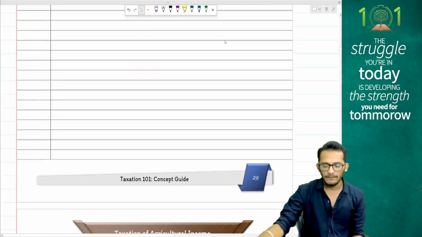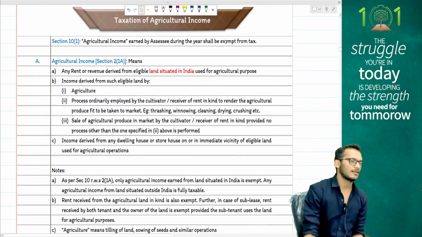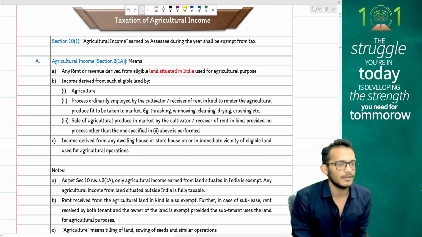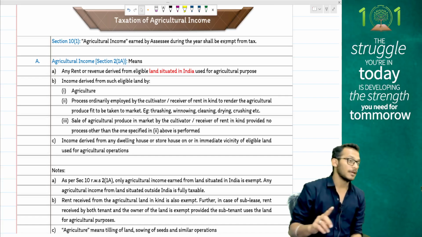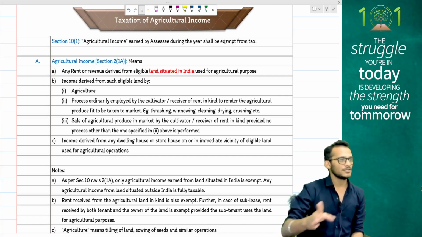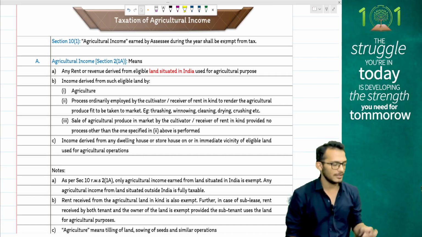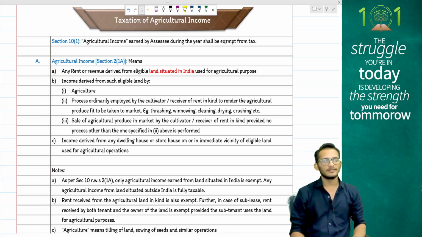Next, we had something called agricultural income. Two rules to be kept in mind when it comes to agricultural income. Agricultural income is exempt, but agricultural tax is partially integrated. How do you treat something as agricultural income?